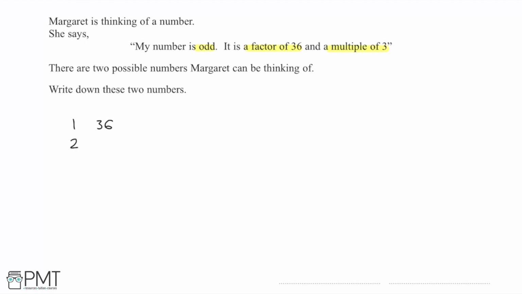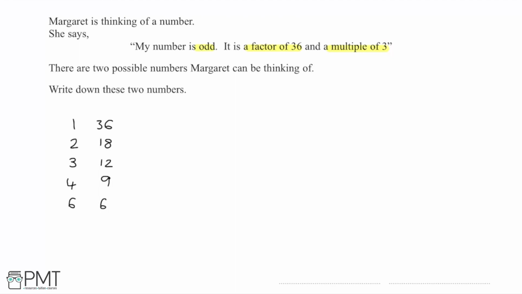Then 36 is divisible by 2, so 2 and 18. Then 3 and 12, 4 multiplied by 9 gives me 36. And then 36 isn't divisible by 5, but it is divisible by 6. It's 6 squared.